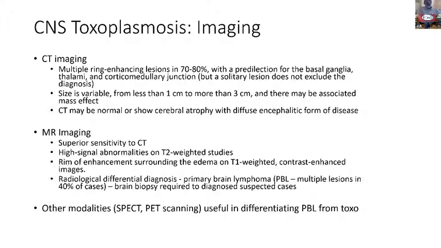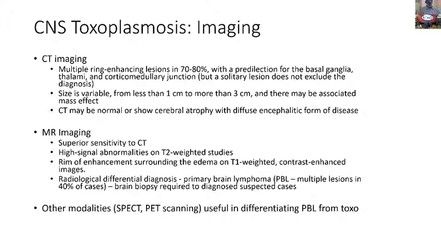Magnetic resonance imaging is more sensitive than CT. It usually shows high signal abnormalities on T2 weighted studies, rim enhancement with surrounding edema on T1 weighted contrast enhanced images. But the radiological differential diagnosis tends to be one of primary brain lymphoma, but also any abscess of the brain, so whether it's pyogenic, tuberculous, even metastasis can also look similar on imaging of the brain.